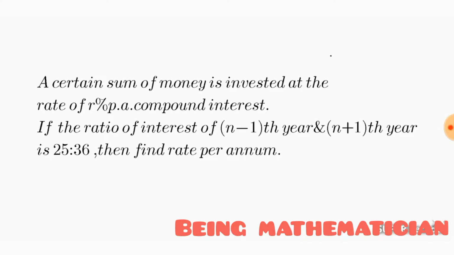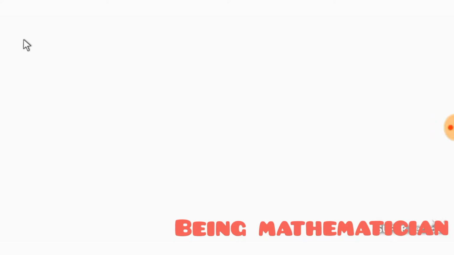The first problem of the video is from compound interest. The problem is, a certain sum of money is invested at the rate of R% PA compound interest. If the ratio of interest of n minus 1th year and n plus 1th year is 25:36, then find the rate of interest per annum. Let's start the solution of the problem.